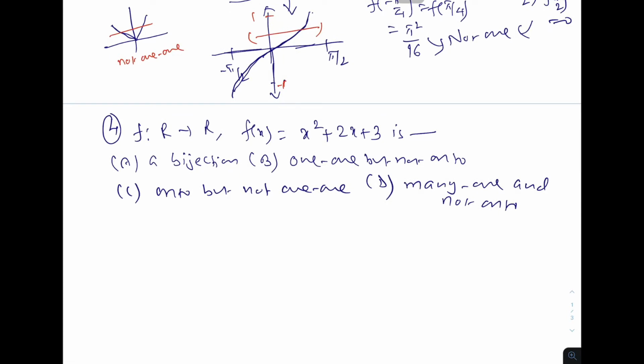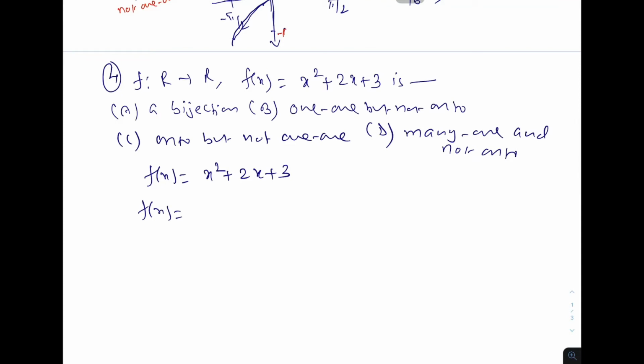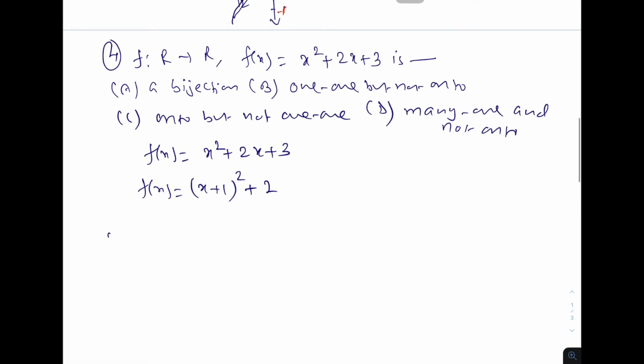So now let us see, this is not difficult. f(x) is equal to x square plus 2x plus 3. Can we write this as f(x) is equal to (x plus 1) square plus 2? Now if we take x is equal to, suppose, minus 3, then f of minus 3: minus 3 plus 1 is minus 2, its square is 4, plus 2, so that is 6.